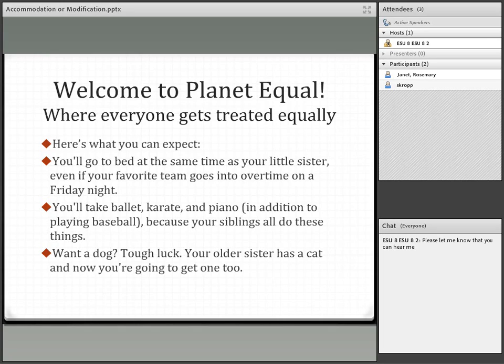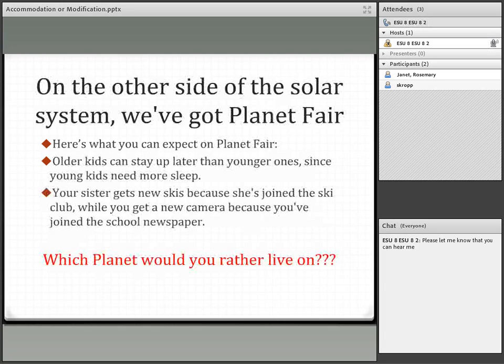But on the other side of the solar system, we've got Planet Fair. And here's what you can expect on Planet Fair. Older kids get to stay up later than younger ones, since young kids need more sleep. Your sister gets new skis because she's in the ski club. You get a new camera because you've joined the photography club. Which do you think you'd rather live on?